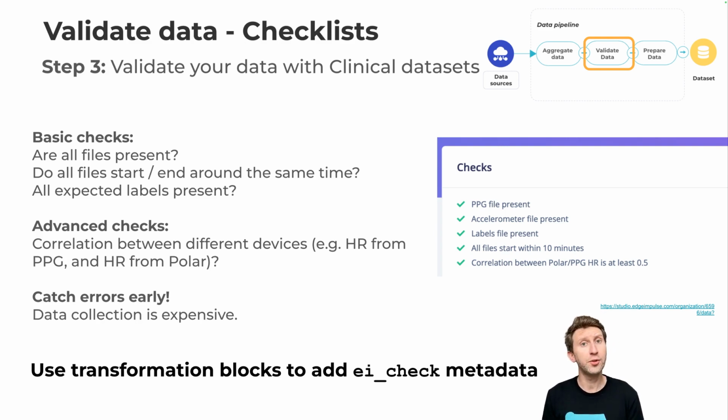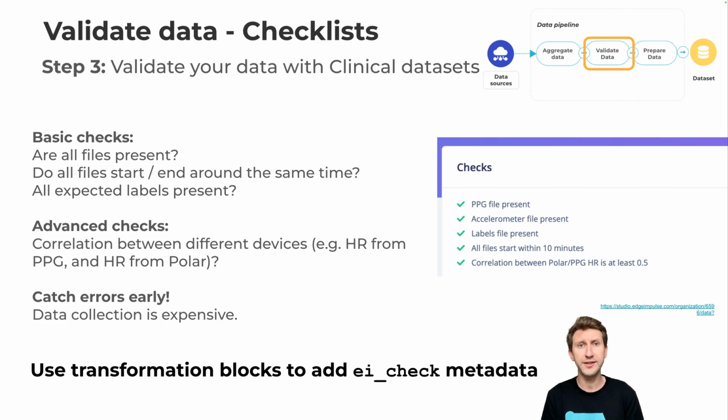But you can also do some more advanced checks, such as is there any correlation between a medical device and a wearable? So you can make sure the label you will add is actually according to the medical device. And again, the main idea is to catch errors early because data collection is super expensive in many use cases. So to create those checks, you can use transformation blocks.